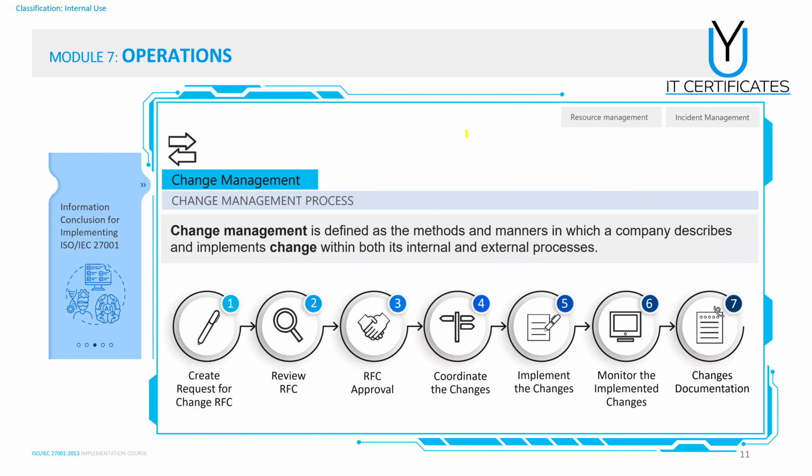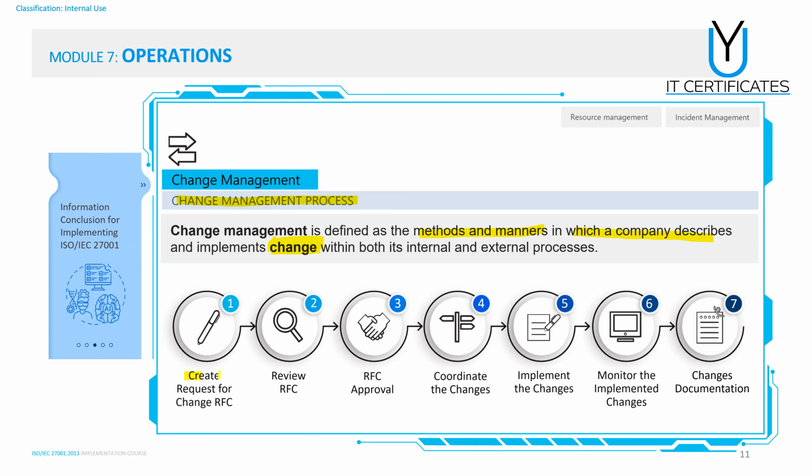Number 1, the change management process. What is change management? Change management is the methods and processes in which any company describes and implements changes within both internal and external processes. If you want to make any authorized changes to your operations or processes in your organization, you have to follow specific steps. What are these specific steps?